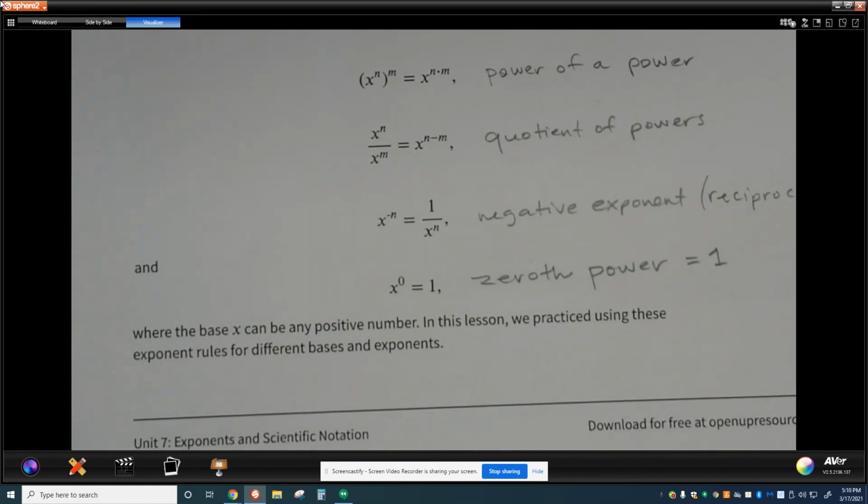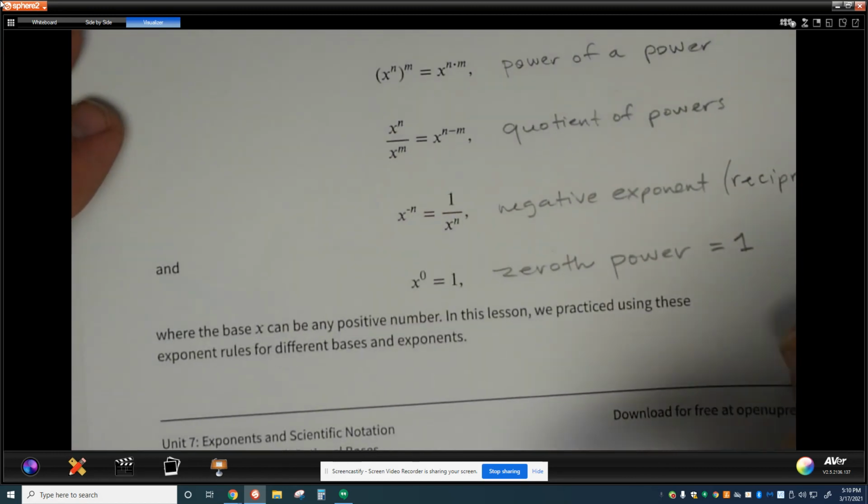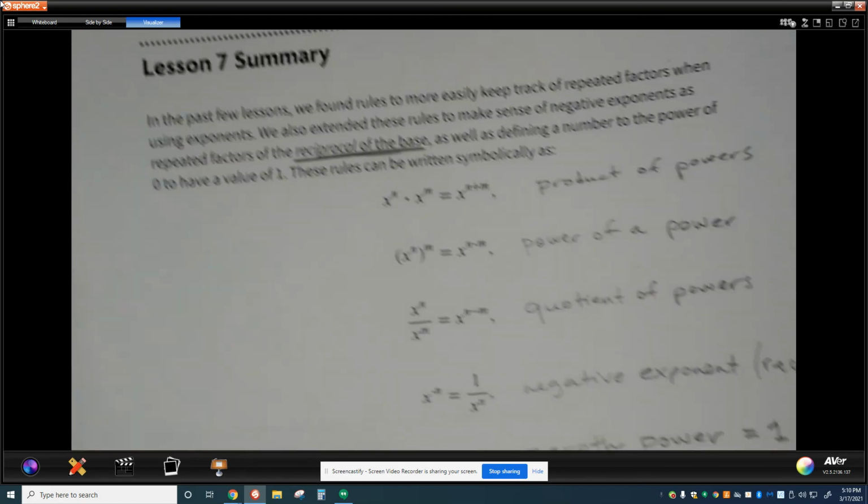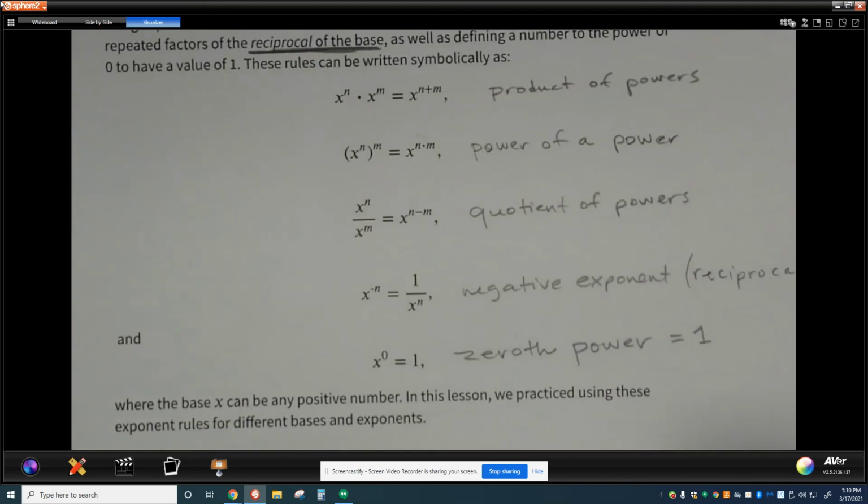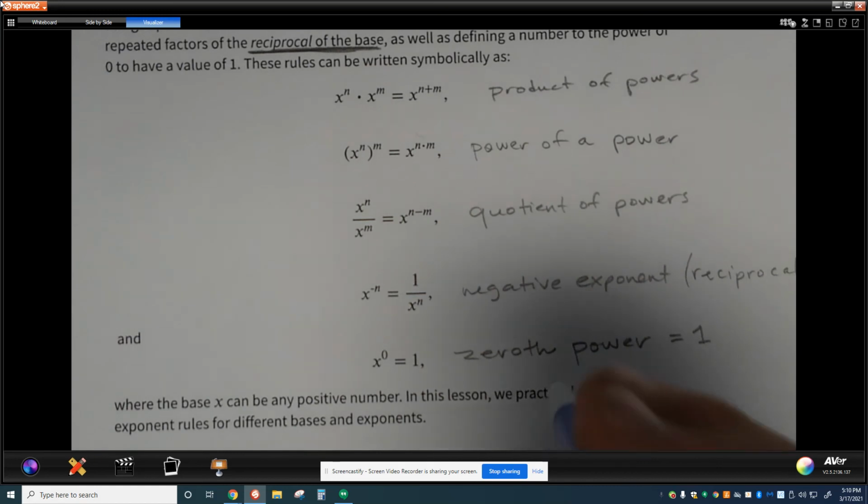In this lesson, we practiced using these exponent rules for different bases and exponents. And as we go through this, that's really all the further we need to think. There's a couple other rules that are going to be on your test, but that's it for this lesson.